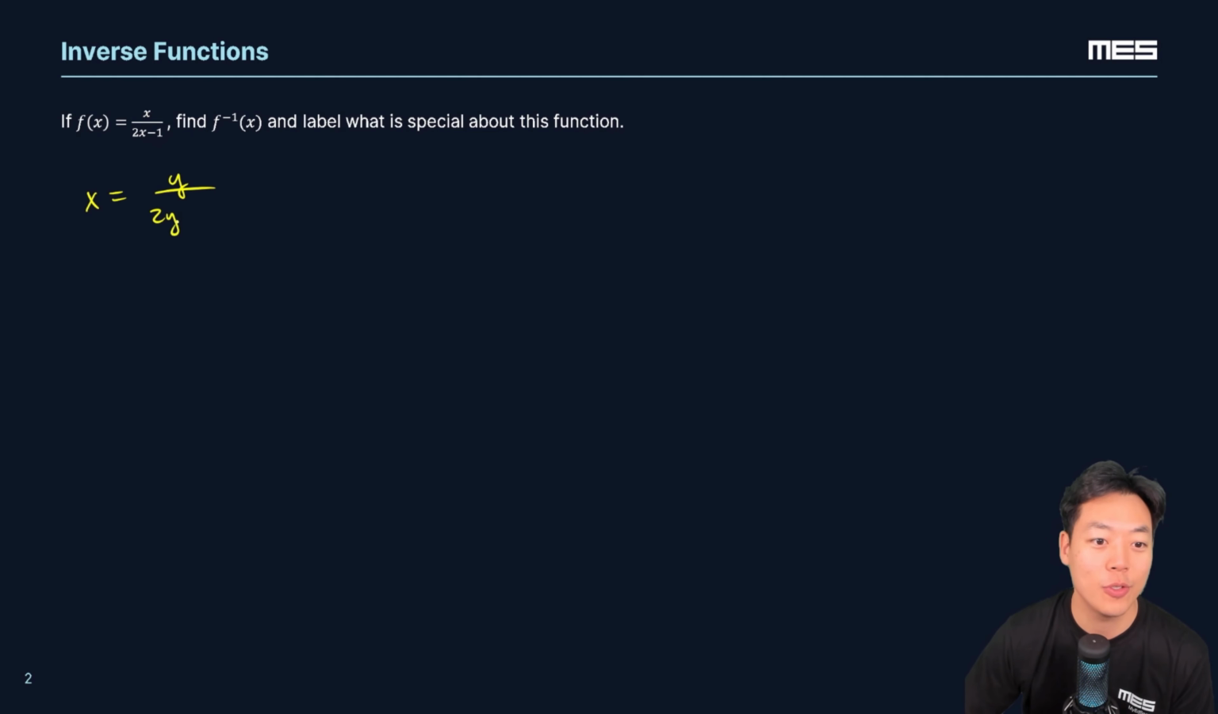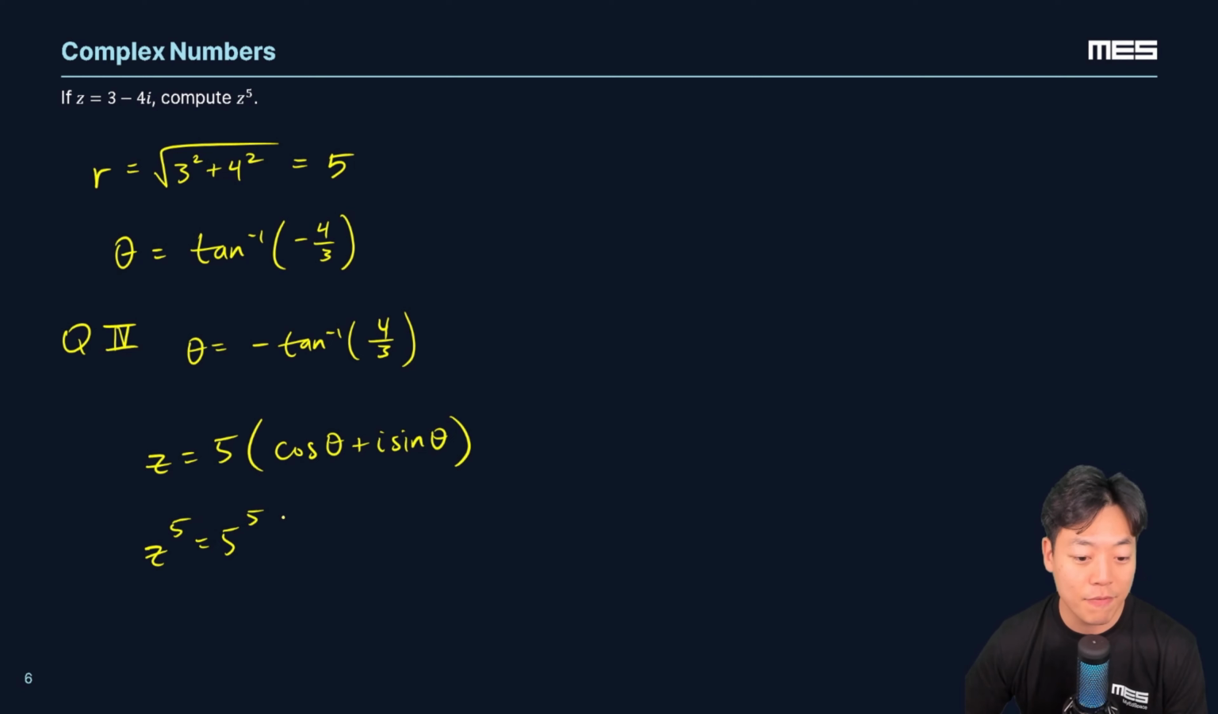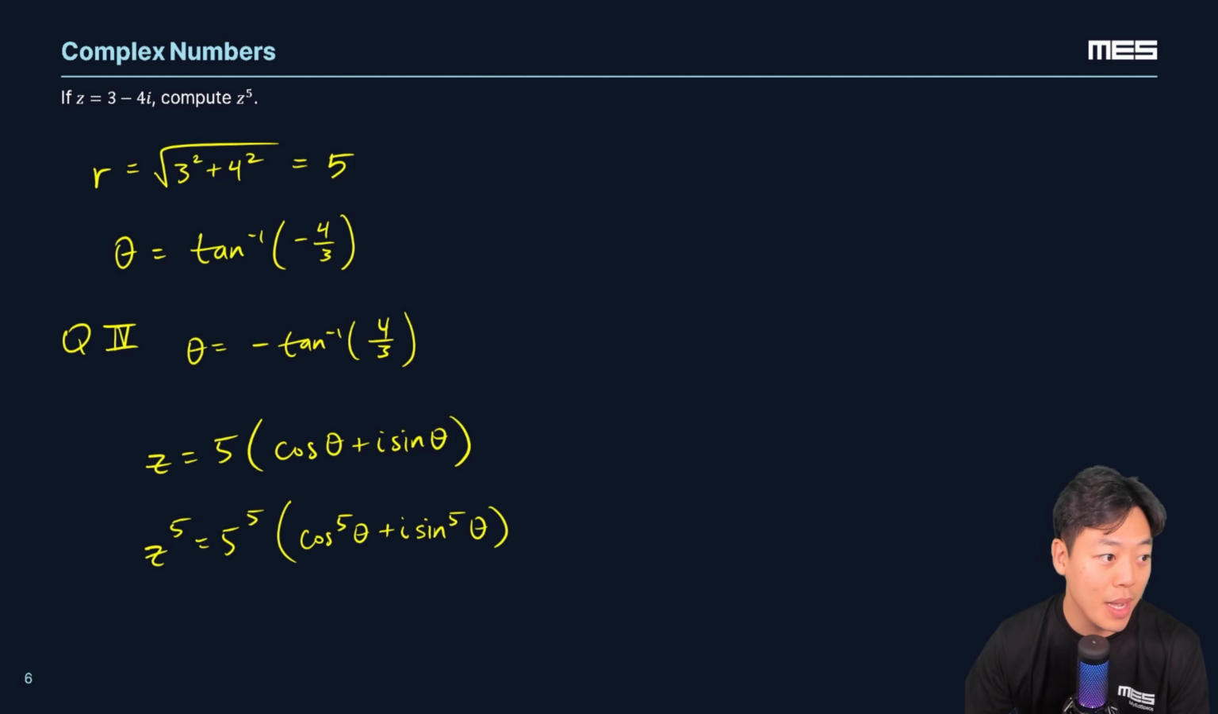Now, given this, we can apply de Moivre's theorem. We can say z to the 5th will be equal to 5 to the 5th times cosine to the 5th theta plus i sine to the 5th theta. So we're just taking everything to the 5th power here. Ooh, I actually made a mistake here. Instead of to the 5th power, it should be cosine of 5 theta and sine of 5 theta. Okay, now from here, I need to solve for cosine of 5 theta and sine of 5 theta.